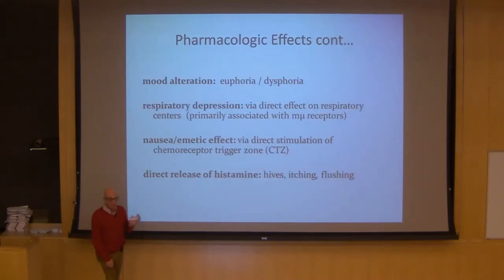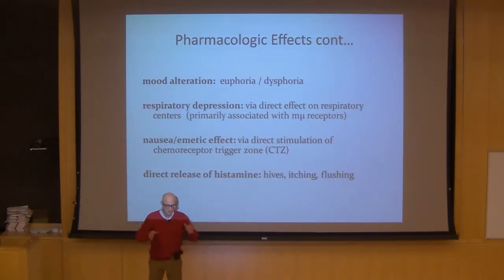Okay, so other important things is that mood alteration, the euphoria or the not feeling so good, the dysphoria, the respiratory depression, that's primarily mu receptors. We've also got this emetic response, the vomiting response. That vomiting response is through the chemical trigger zone in the brain, and it causes a patient to vomit.